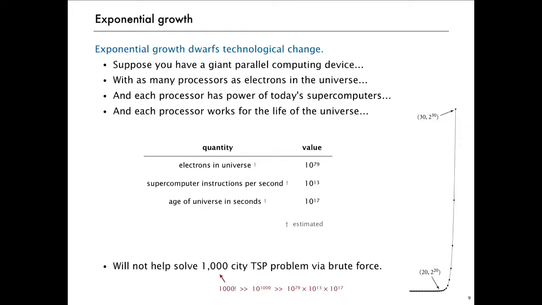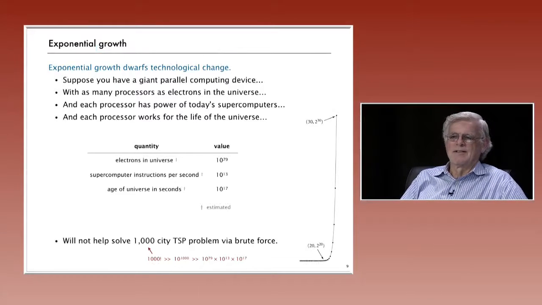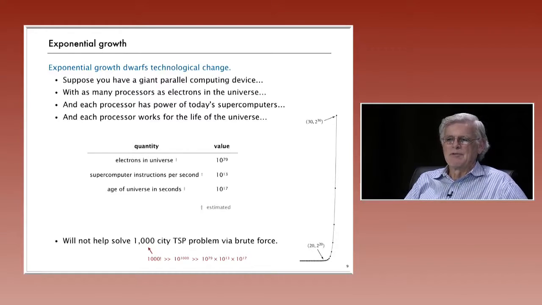10 to the 17th times 10 to the 13th times 10 to the 79th is only 10 to the 109th or something. Whereas 1,000 factorial is way bigger than 10 to the 1,000th. It's more like 1,000 to the 1,000th. There's no way that you can imagine solving a 1,000 city TSP problem using that brute force algorithm. You can let your computer run, but it's not going to finish. Technology is out of the picture when we have exponential growth.